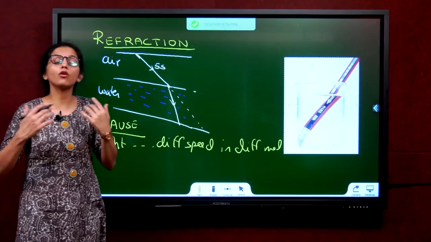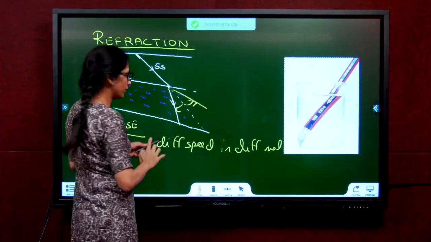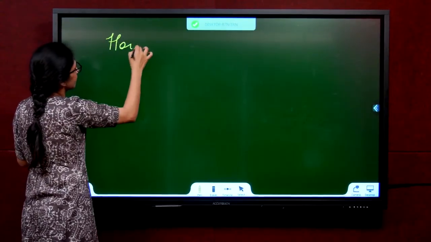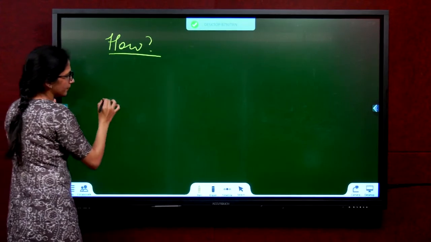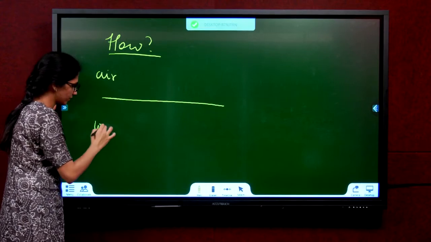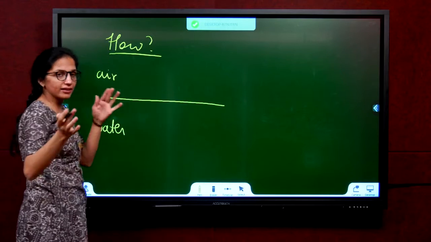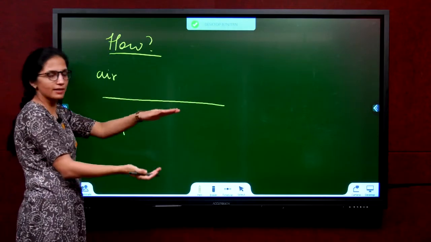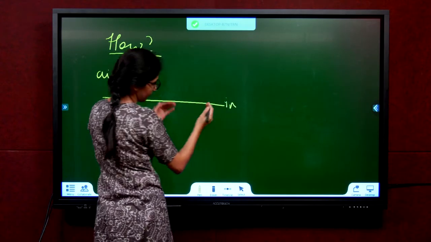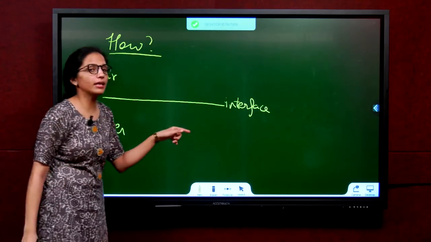Now the question is, how does it bend? Why does it bend this side? Why not this side? That we will understand now. How does it bend? See, if this is the surface, there is air here and there is water here. The surface where one side is medium 1 and the other side is medium 2, such a surface, this line, is called the interface. It is the interface between air and water.